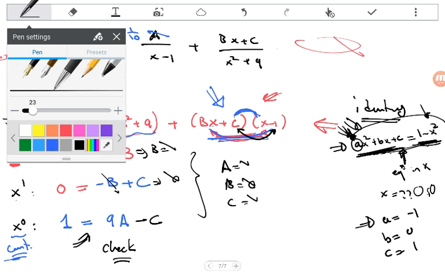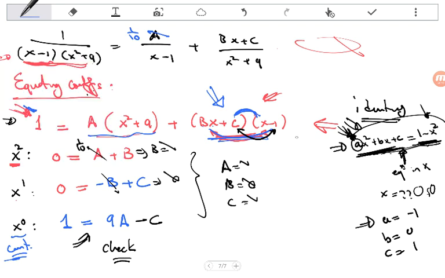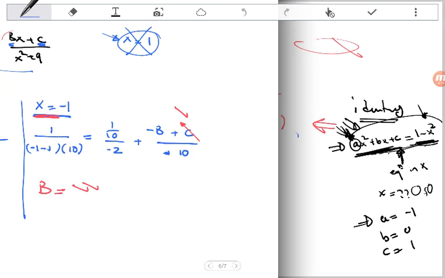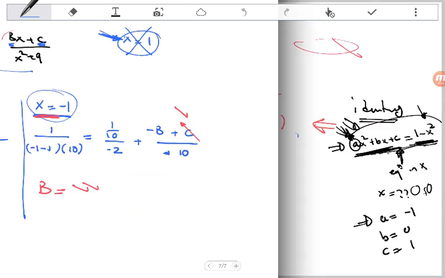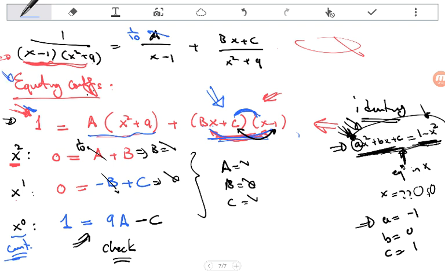So what is the difference between these two methods? The first method was called the substitution, both sides in x, a value of x. I have chosen random numbers for x that were not used before. And for the second method, which is equating coefficients, I found three equations in the three unknowns by equating coefficients both sides.